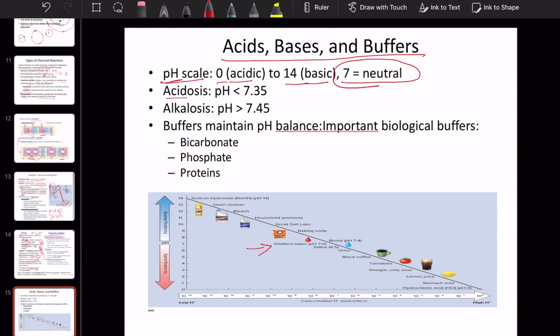Then acidosis is what? If it is less than 7.35, that is acidosis. Alkalosis is greater than 7.45.